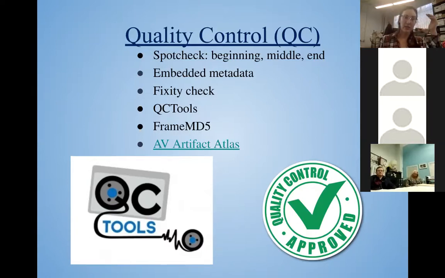I'm pointing out QC tools as well. This is a free tool out there where you can conduct quality control using it. I recommend looking it up. It's very interesting. Hopefully there'll be more tools like this out there, but it's much more used in a professional preservation lab environment. And then the AV Artifact Atlas will help you go through and say, hey, is this artifact something that is naturally inherent in a VHS signal, or is this something that I created myself in my digitization? Or is something going wrong with my deck, sort of thing? Or can I fix it with a new cable?